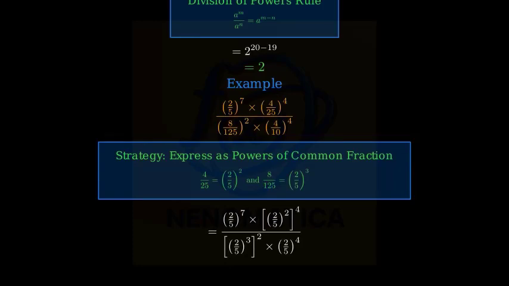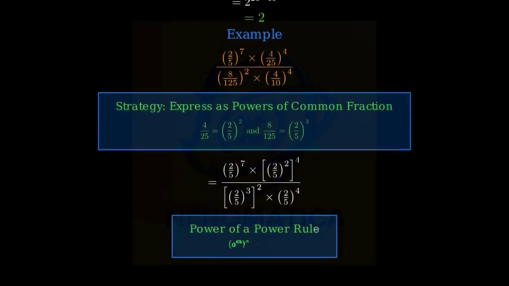4 over 25 is actually equal to 2/5 squared. We can verify this. 2/5 squared would be 4 over 25, which matches our fraction. Similarly, let's check what 8 over 125 is in terms of 2/5. We can write it as 2/5 cubed, and 4/10 simplifies to 2/5.